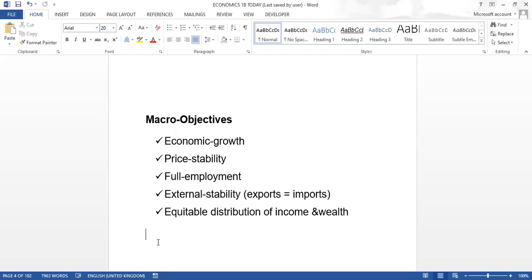So we're going to be looking at unemployment as a topic, and we're going to be delving much deeper into that. Then we have what is referred to as external stability. So with external stability, we understand that an economy does not operate in a vacuum. It operates in conjunction with other economies, with other countries.